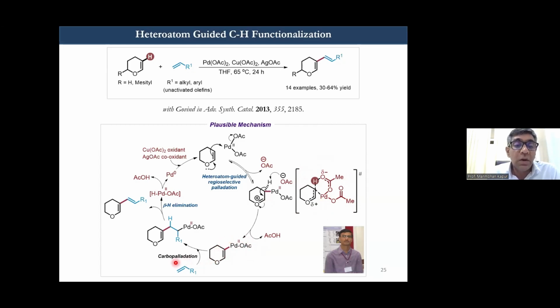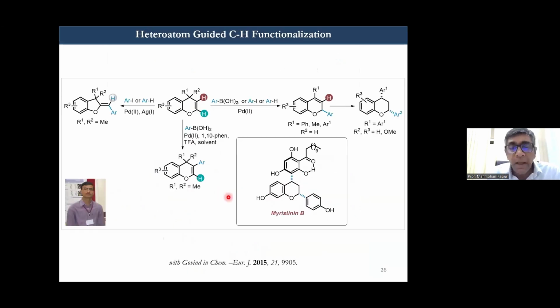This can now undergo a carbopalladation, followed by a beta hydride elimination, which gives you this particular product, and the regeneration of the palladium catalyst with copper and silver co-oxidant continues the catalytic cycle. So this particular concept, we thought we could take it forward. We were very much interested in arylation at the C3 position of chromenes.